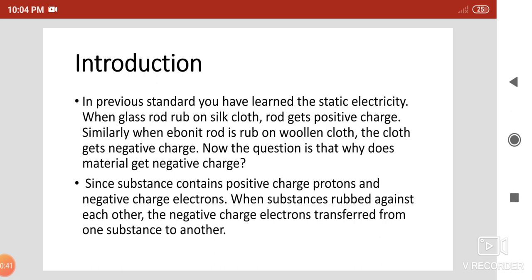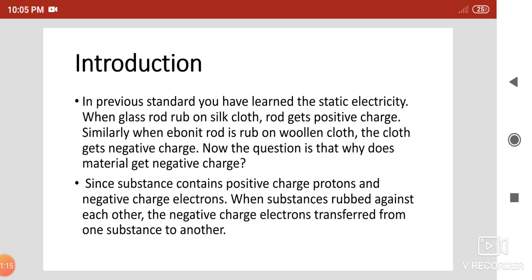Now, the question is, why does a material get negative charge? See, if you learn about the structure of the atom, at the center, in the nucleus, protons and neutrons are present. Protons are positively charged and neutrons are chargeless, while electrons, which are revolving around the nucleus, are negatively charged. This means we can say that here only electrons are moving.